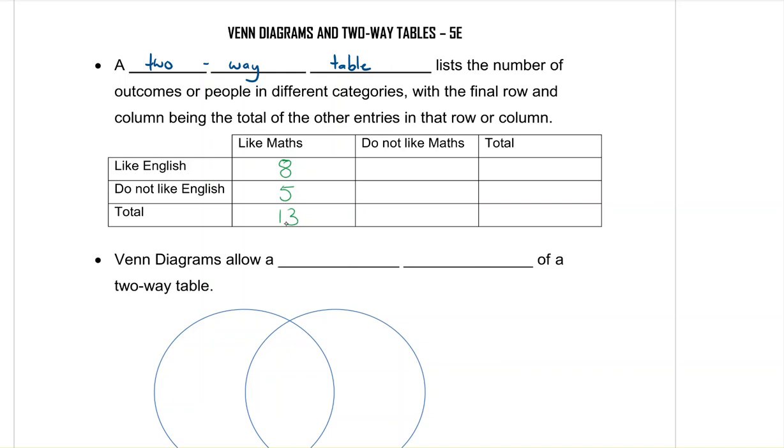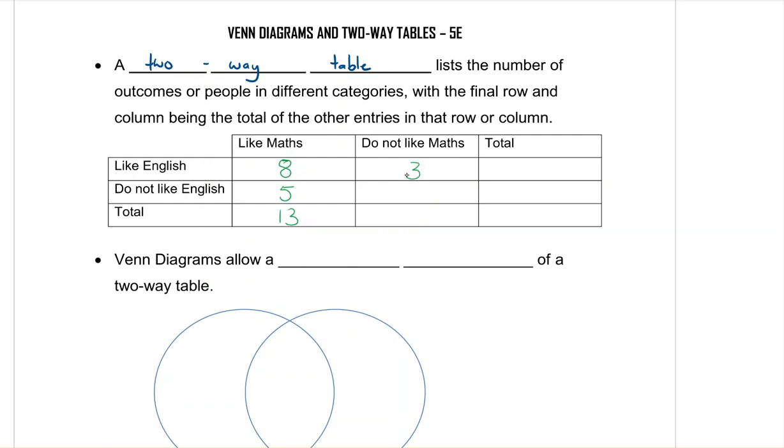Let's look at the second column. Let's go people who do not like math, but they like English. Okay, there wouldn't be very many people for that column. So let's put like 3 in there. So do not like math, but like English. There's 3 people that go in there.